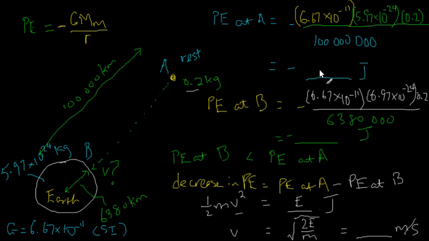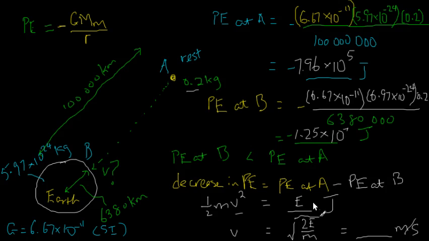Let's just fill in the numbers. The potential at A, found using this formula, is minus 7.96 times 10 to the power of 5. Potential at B is minus 1.25 times 10 to the power of 7.